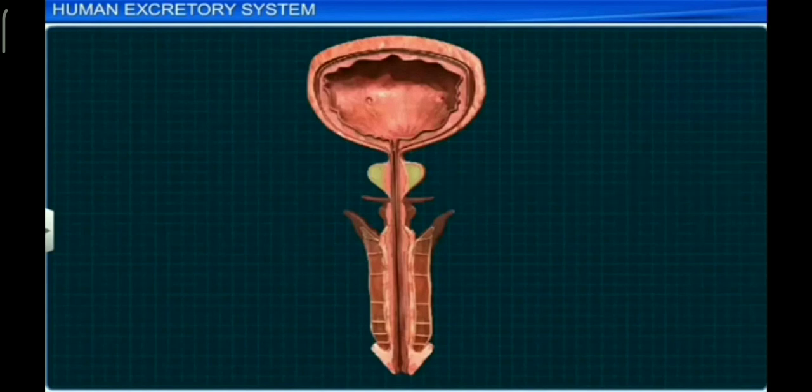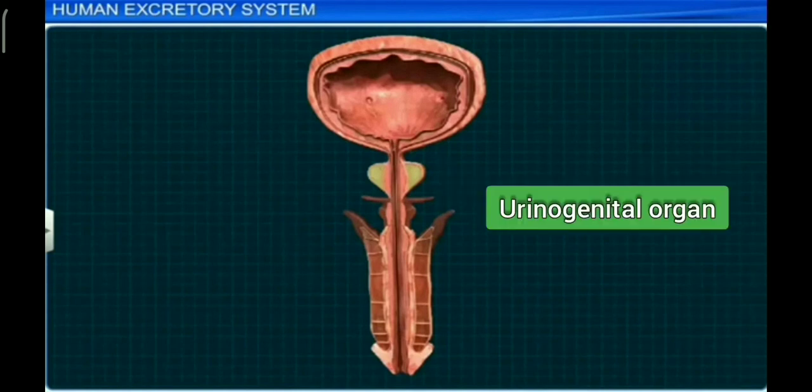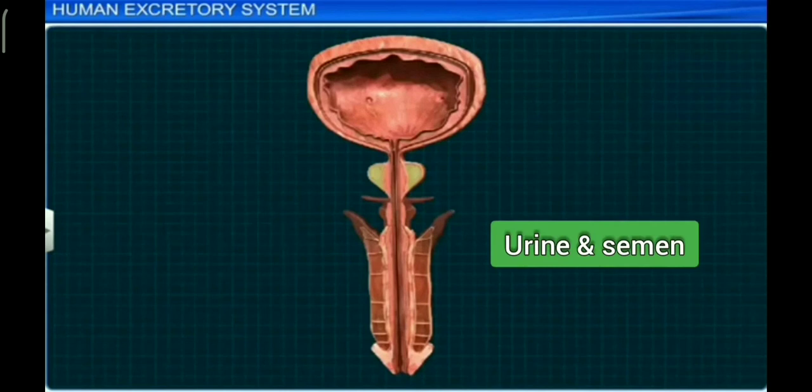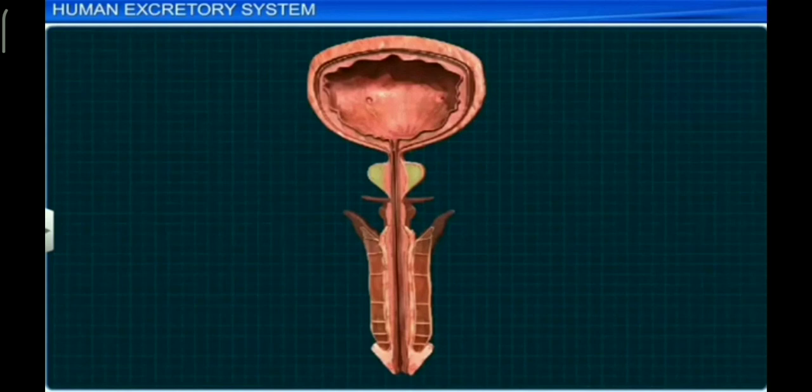In males, it acts as urinogenital organ, that is, it helps in passage of both urine as well as semen, whereas in females, it only helps in passage of urine.